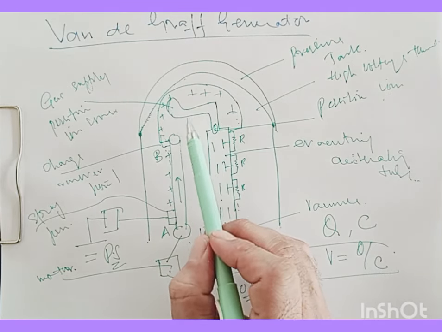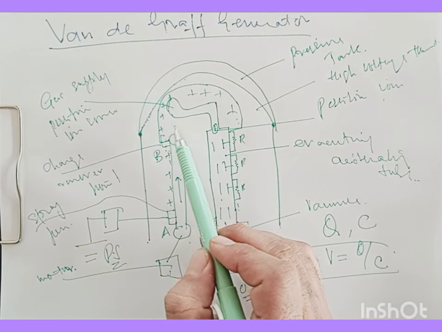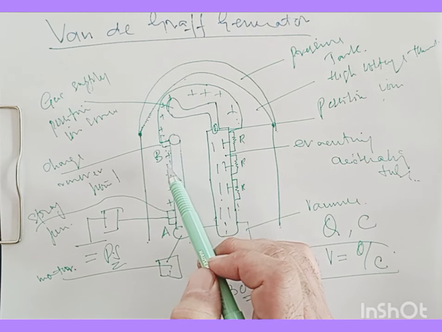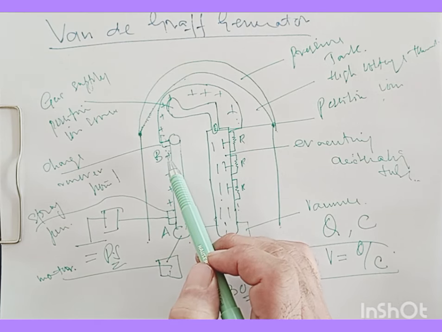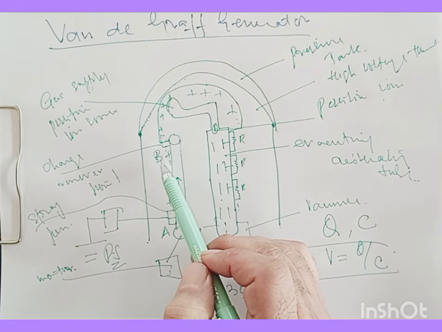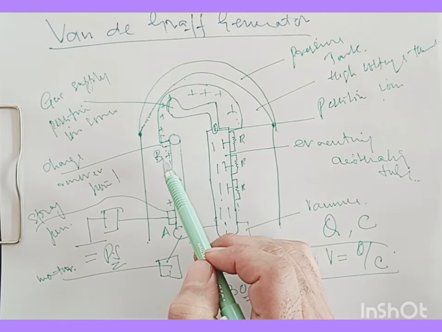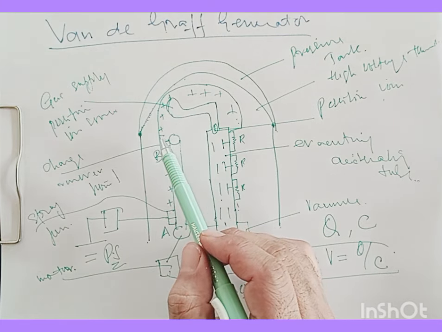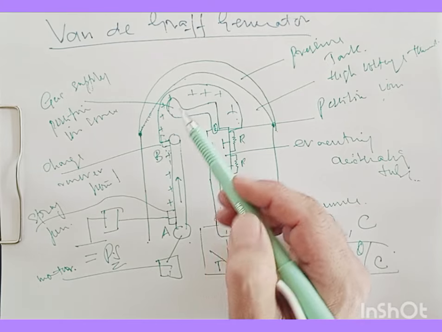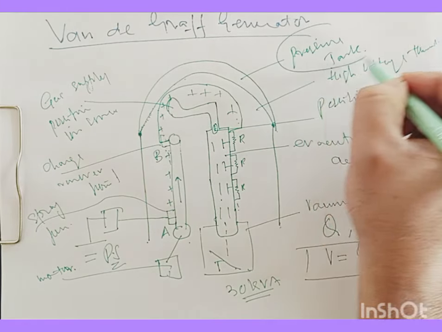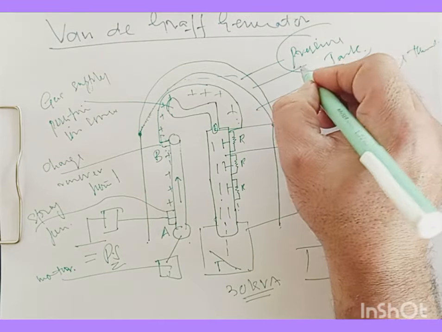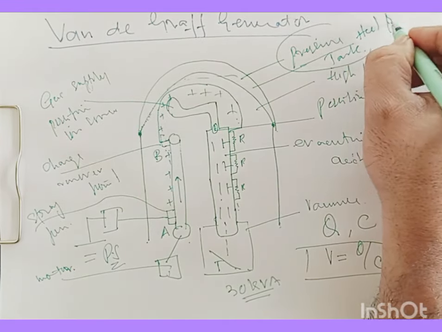Now, this is due to the corona discharge and due to the leakage from the supports. In order to reduce this corona discharge that surrounds this environment, this whole Van de Graaff assembly is placed in a steel pressure tank. This is the steel pressure tank, the outer layer.